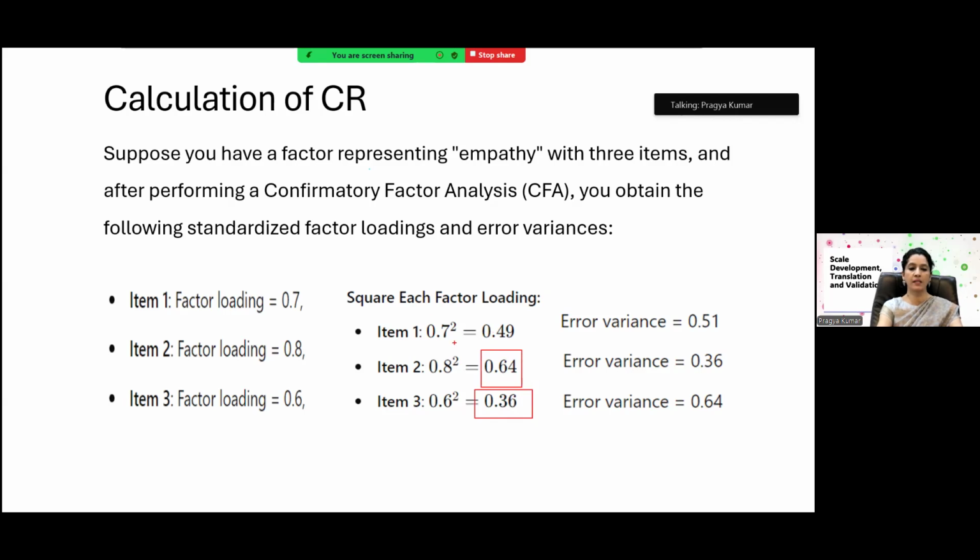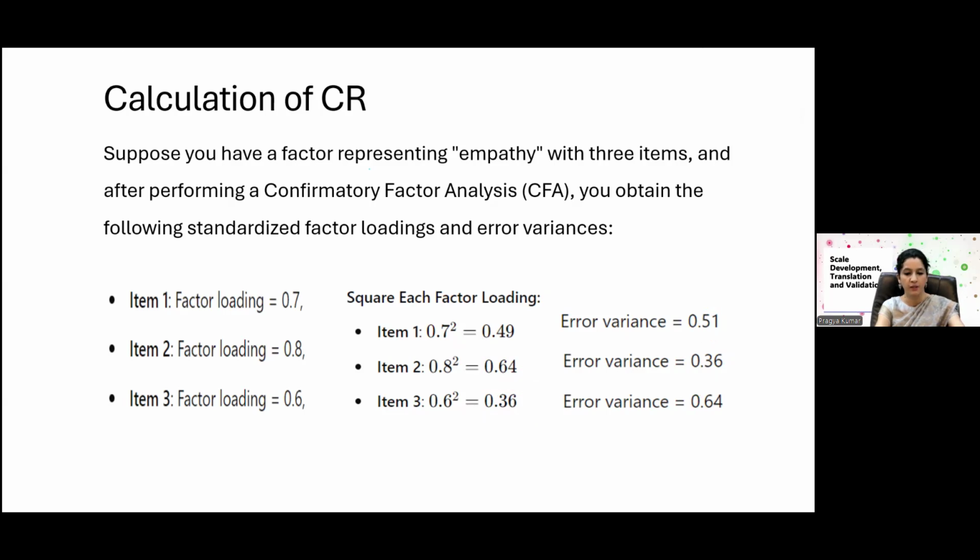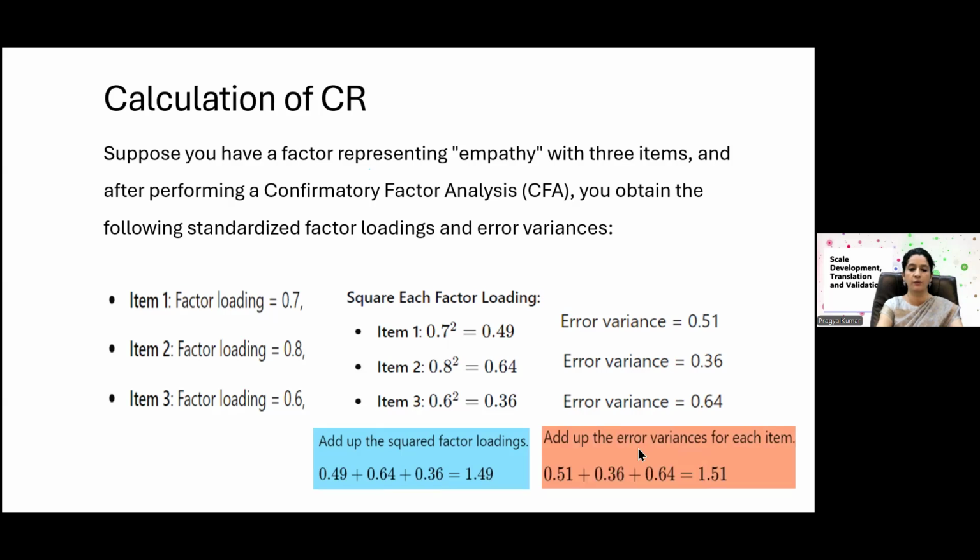So 1 minus this is the error variance. So your error variance will be 0.51 for item 1, 0.36 for item 2, and 0.64 for item 3. Then the formula is you add all the squared factor loadings. So you add 0.49 plus 0.64 plus 0.36, it will give you a sum of squared factor loading of 1.49. And you add these error variances also. So 0.51 plus 0.36 plus 0.64, it will be 1.51.